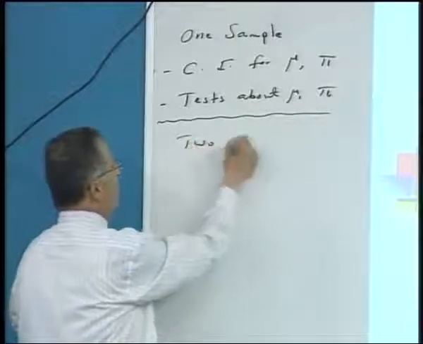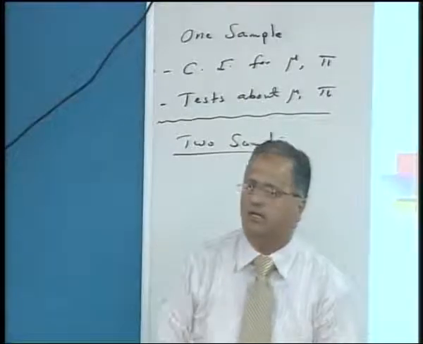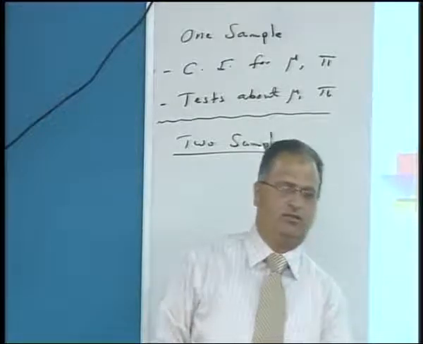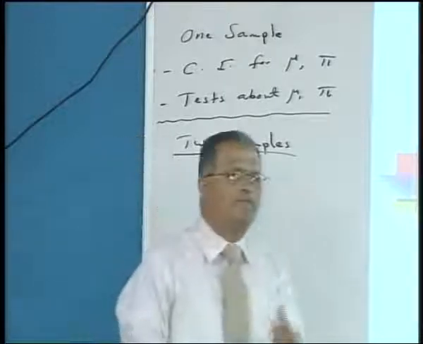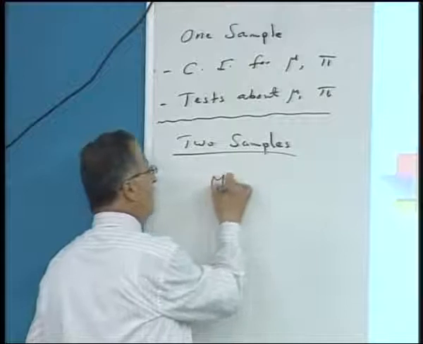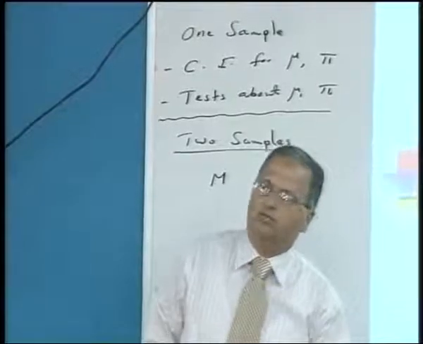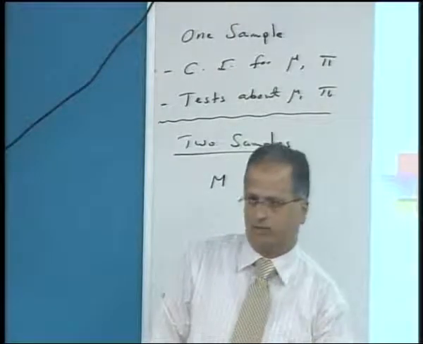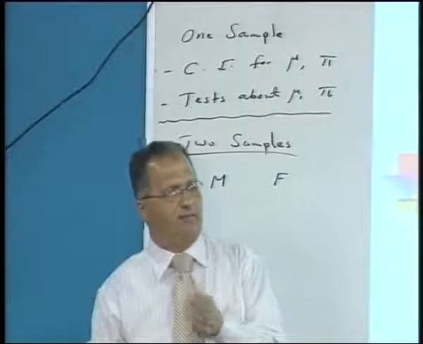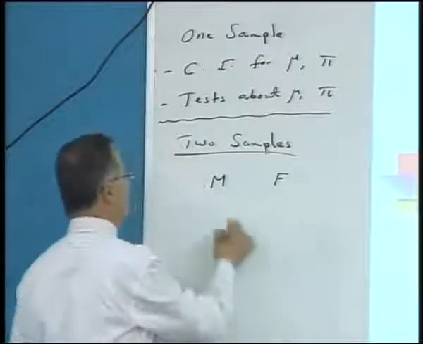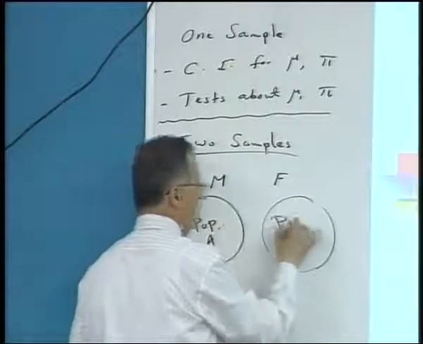For two samples, we are interested in the difference between either two population means or two population proportions. For example, suppose we are teaching students and we have males and females. Our goal is to test whether or not there exists a significant difference between the scores of males and females. So in this case we have two populations, population A and population B.